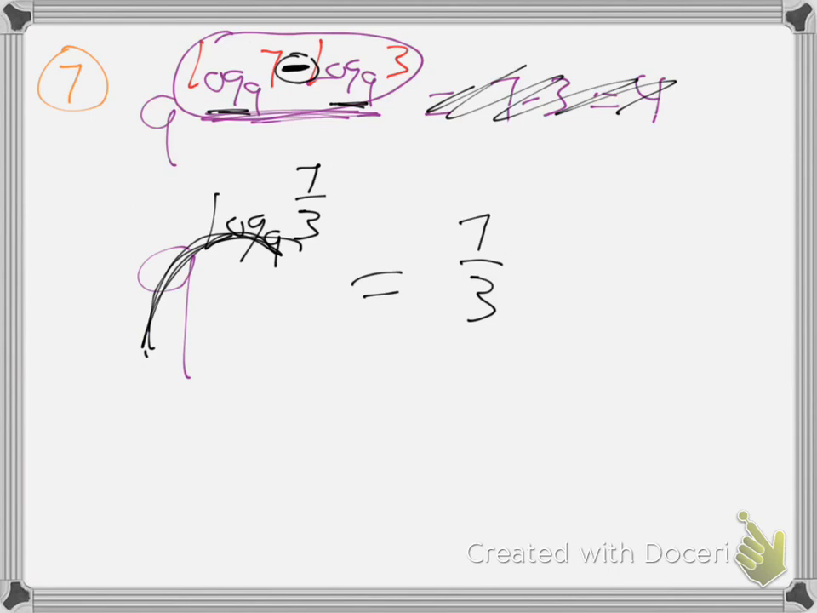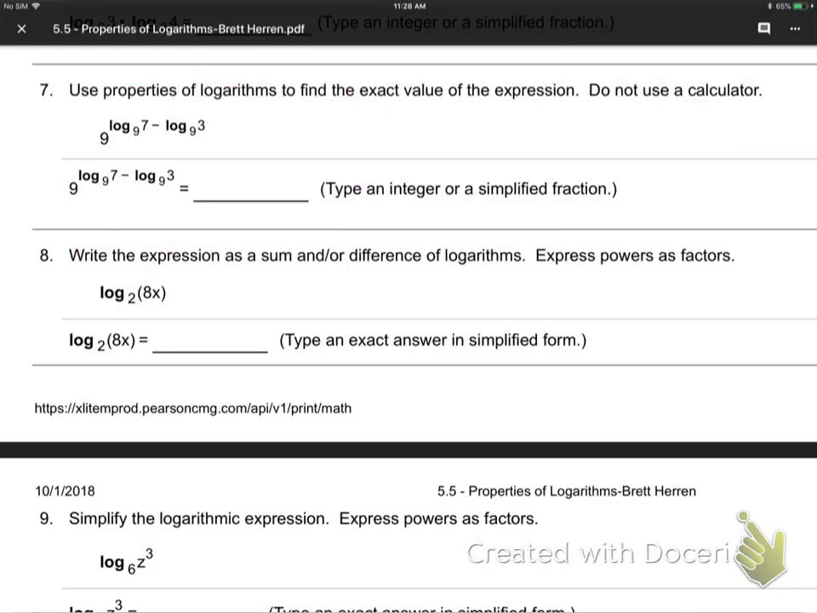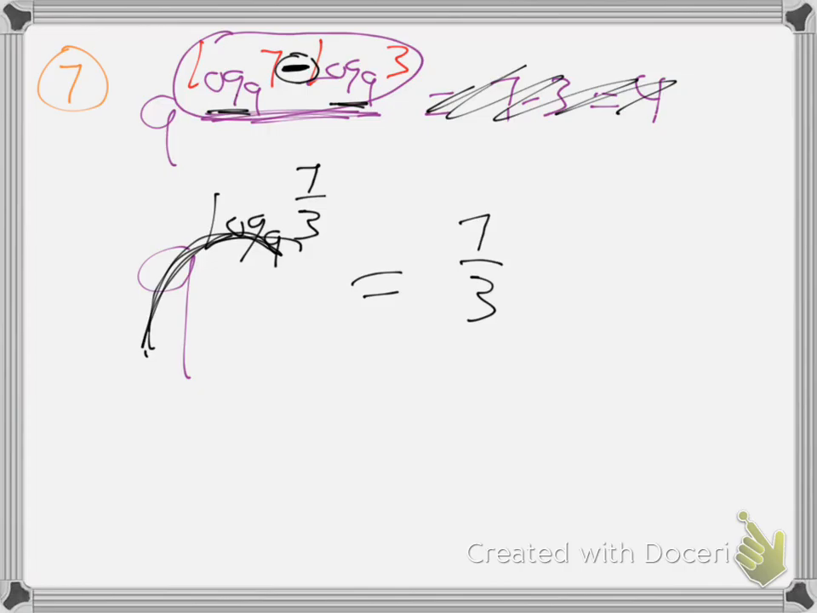Good? These rules. All right, let's try number 8 here. Log base 2 of 8x. So how am I going to do log base 2 of 8x? What do they want me to do?